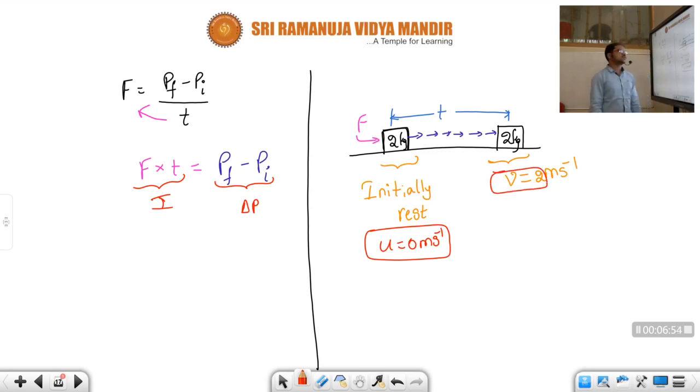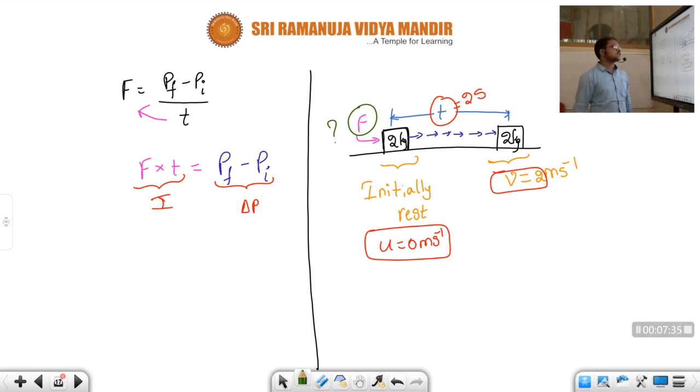That is the final velocity, children. Here the time interval, let us consider 2 seconds. So what is the time, children? 2 seconds. What is the initial velocity? 0 meter per second. And what is the final velocity? 2 meter per second. Now children, see here, we need to find the magnitude of force.